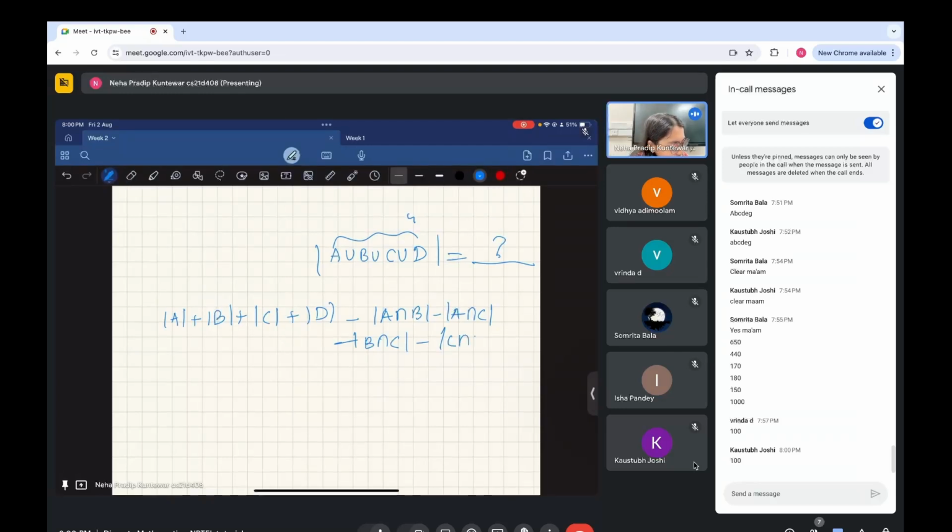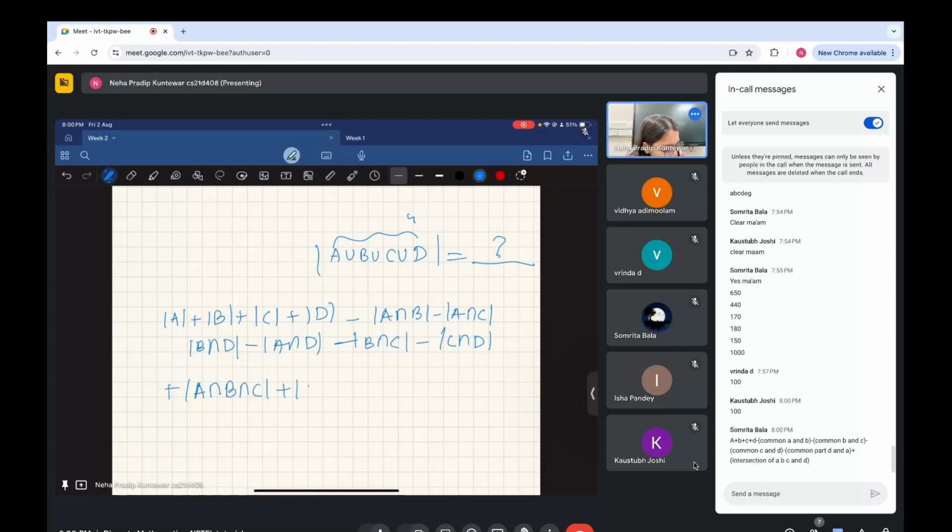So I'll write the remaining ones. You have A intersection D, minus B intersection D. So this is accounting for the 2-set intersections. Now what happened is that earlier you had overcounted some elements, so you subtracted some of them, then you ended up undercounting them, so we will have to add some of them. So we'll add the 3-set intersections. So this is what you get, and then finally, because you ended up overcounting again, you will subtract A intersection B intersection C intersection D.